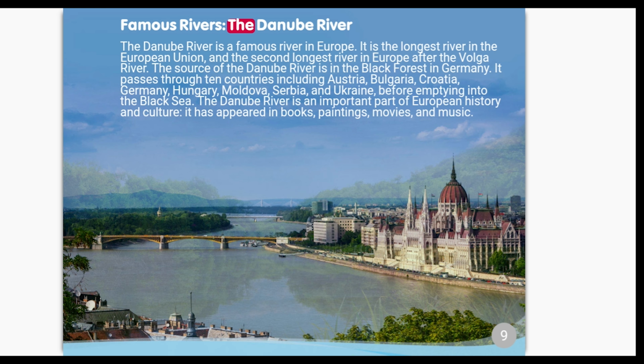Famous rivers. The Danube River. The Danube River is a famous river in Europe. It is the longest river in the European Union and the second longest river in Europe after the Volga River. The source of the Danube River is in the Black Forest in Germany.